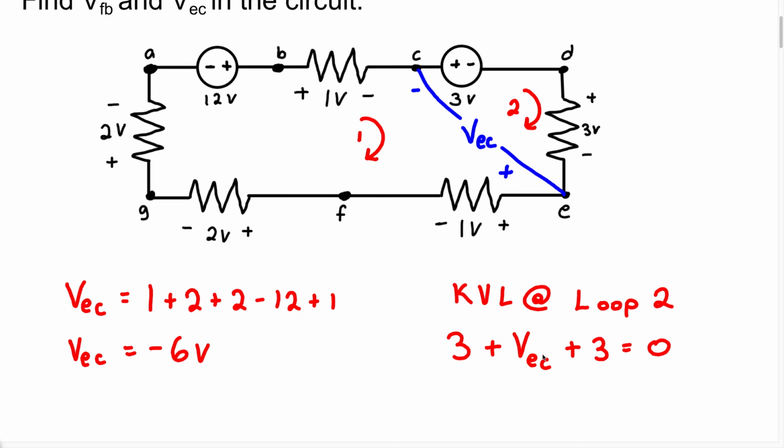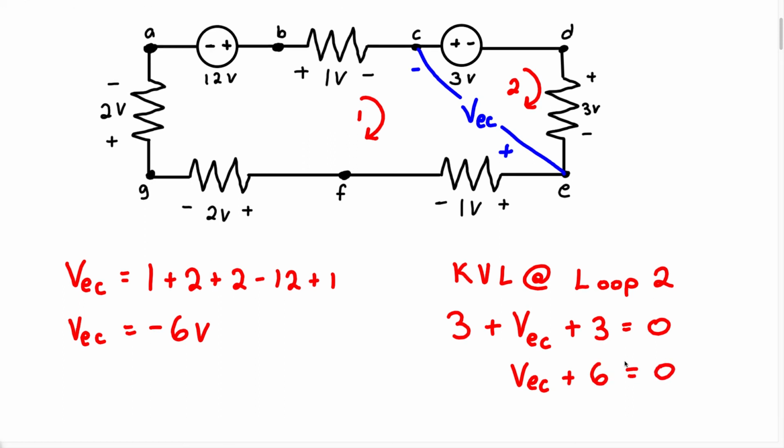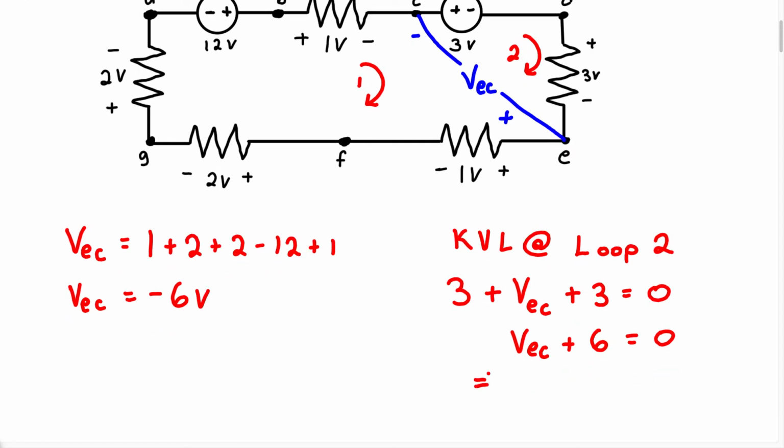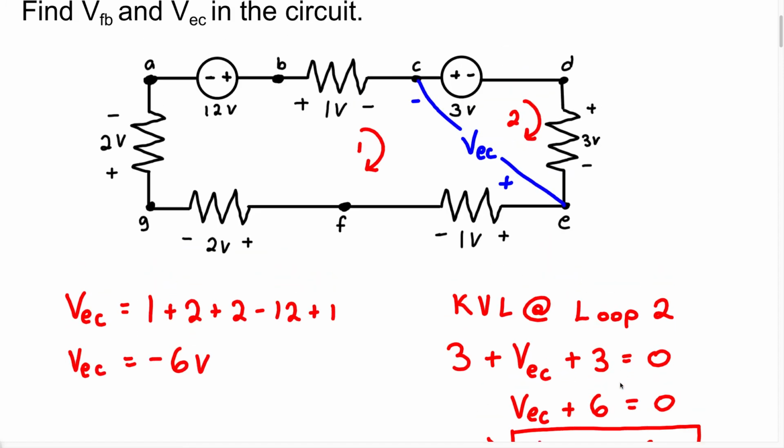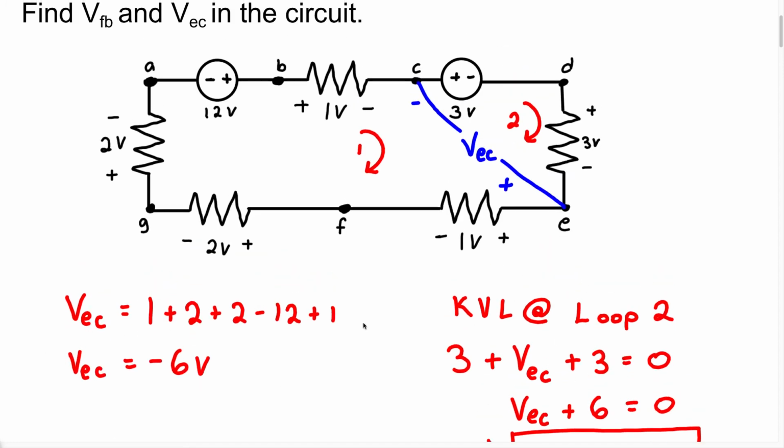Now remember, they want us to find VEC. So let's simplify this. We have VEC plus 6 equals 0. Therefore, VEC equals negative 6 volts. So this is going to be our answer for the voltage between the points E and C. As you can see, we got the same answer here, which means this way worked as well.